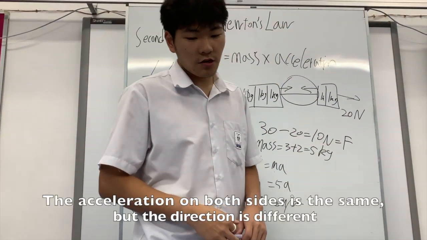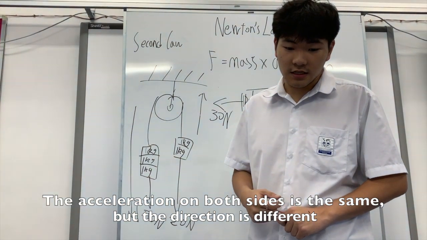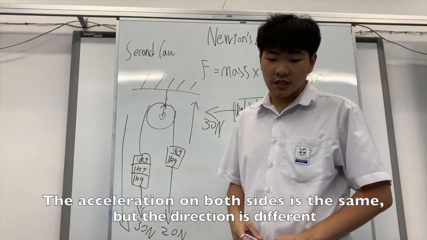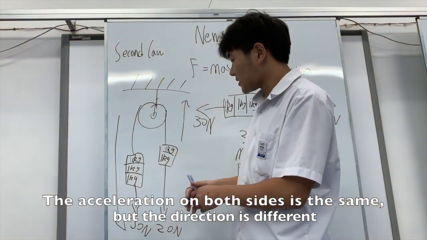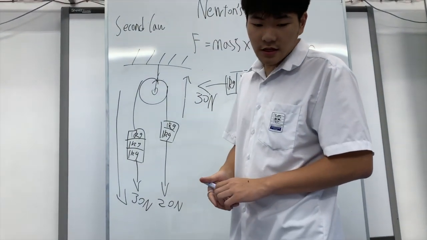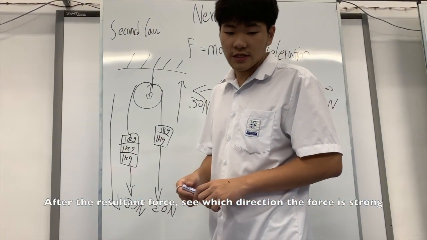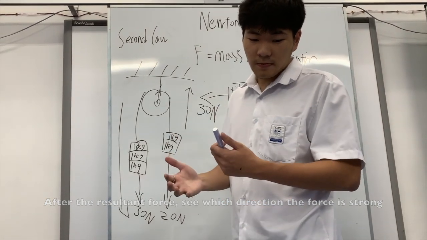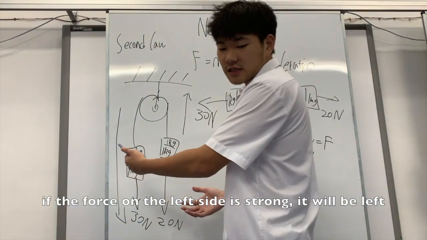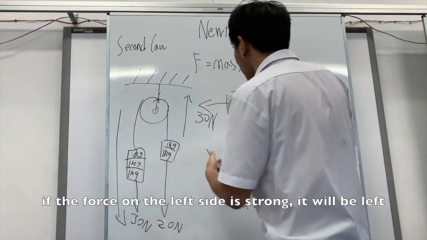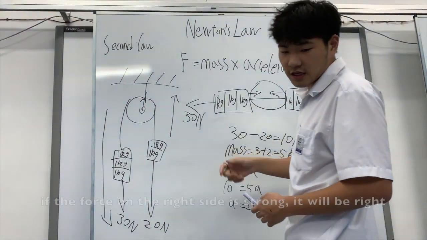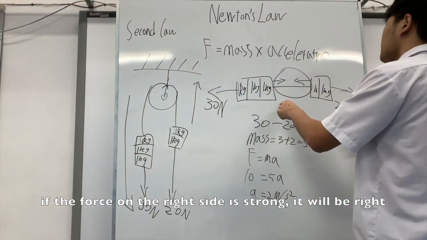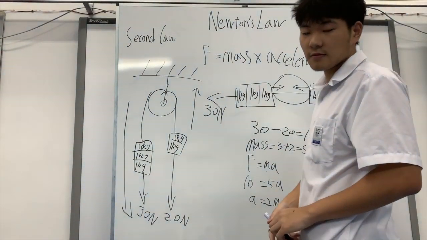And the acceleration on both sides will be the same, but the direction is different, see? After getting the result force, see which direction the force is stronger. If the force on the left side is stronger, it will go to the left side. If the force on the right side is stronger, the direction will go to the right side.